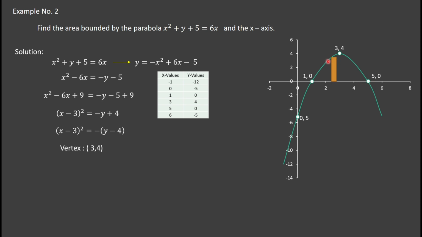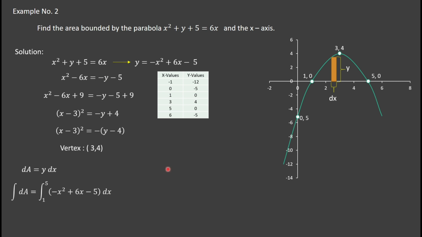We can now put here the vertical strip. Since the parabola is opening down, we get the vertical strips here. So this would be our y, then we have the x here. Next, dA is equal to y dx, then we can integrate: the integral of dA equals the integral of the quantity negative x squared plus 6x minus 5 dx.